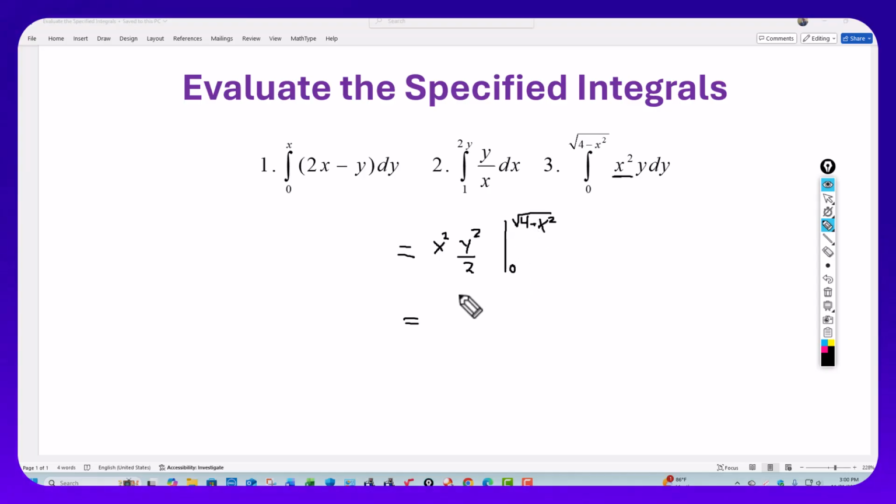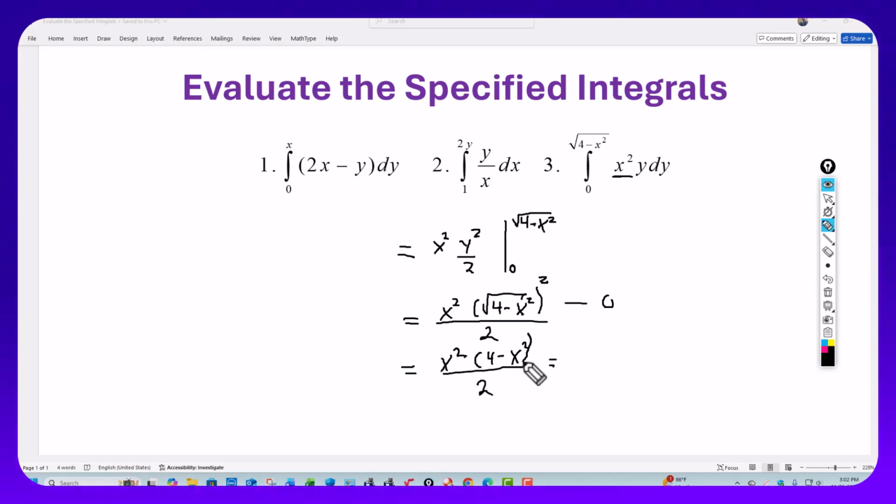For the upper limit, with the x squared being constant, replace the y by the square root of 4 minus x squared, and that is going to be squared. And then it's minus this expression evaluated at 0. That is, y will be 0, so put a 0 here. 0 squared is 0, 0 times x squared is 0, divided by 2 is 0, so this gets wiped out. And this, of course, is over 2. So we get an x squared, and you square this radical, which eliminates the radical.